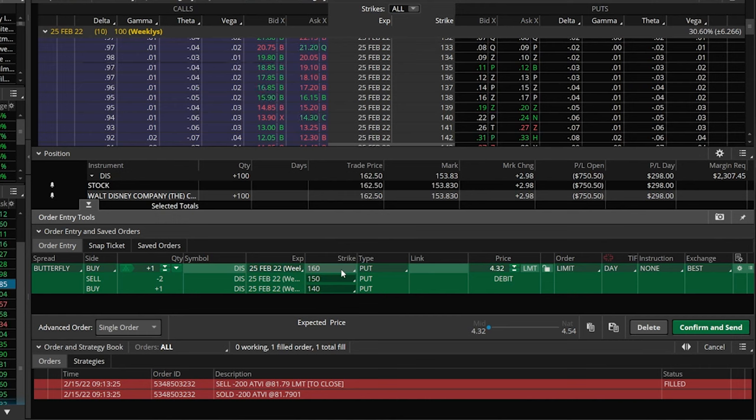Now, like we mentioned before, once you actually put on these trades, I can almost guarantee you you're not going to take them off until the date of expiration. So if I were to actually buy this 25 February Disney butterfly spread, I probably am not going to be taking it off until the 25th of February.